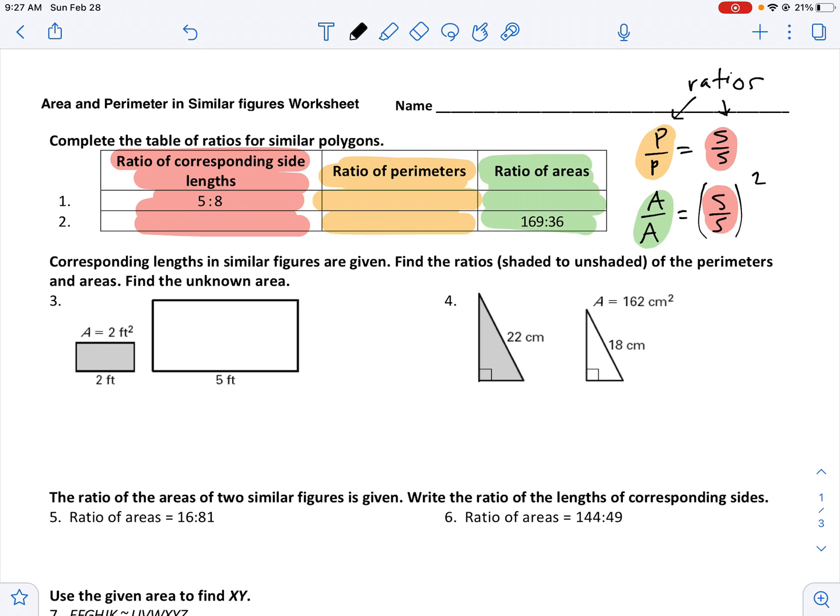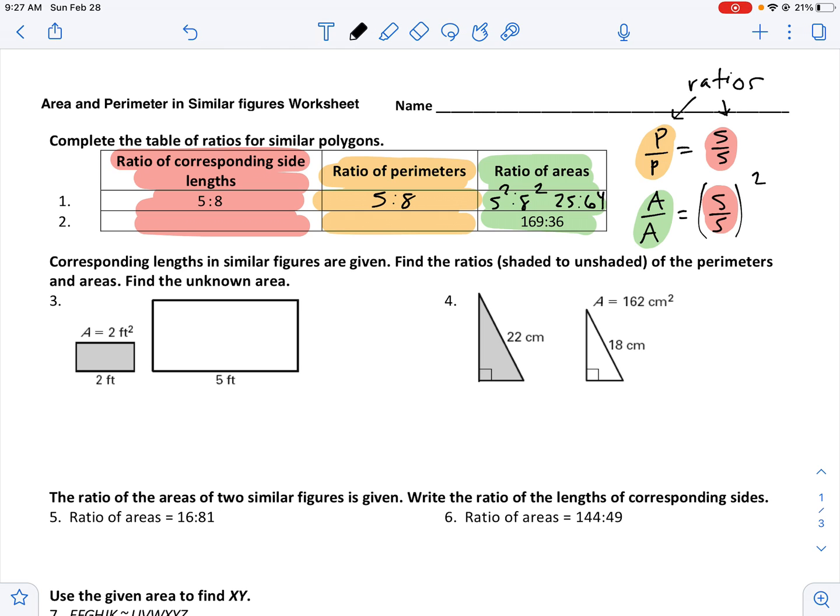So since this is 5 to 8, this is also going to be 5 to 8 because they're going to be equal. And then if we want to find the area ratio, it's going to be 5 squared to 8 squared, or 25 to 64.